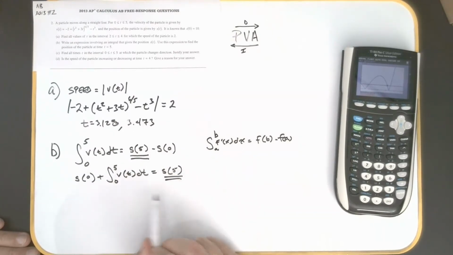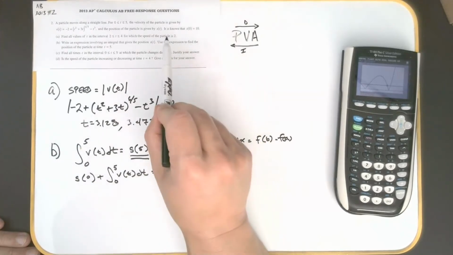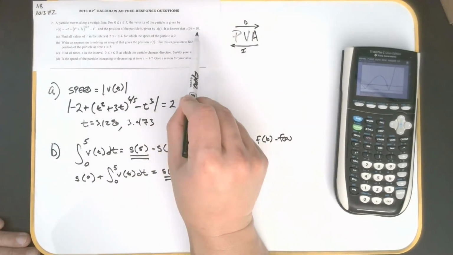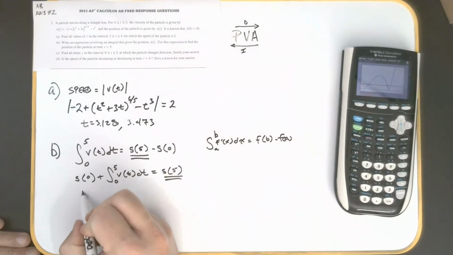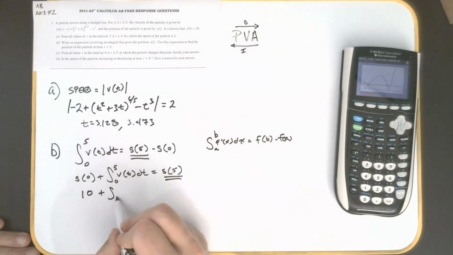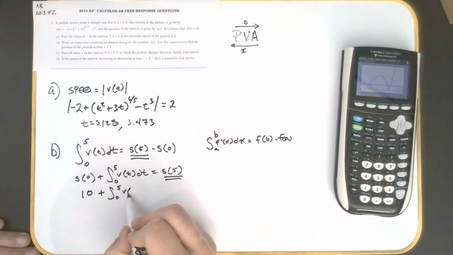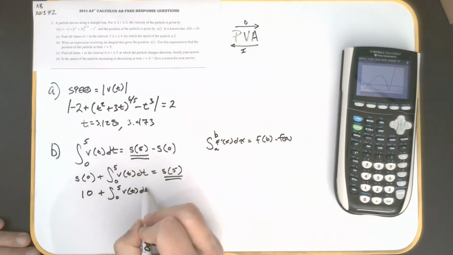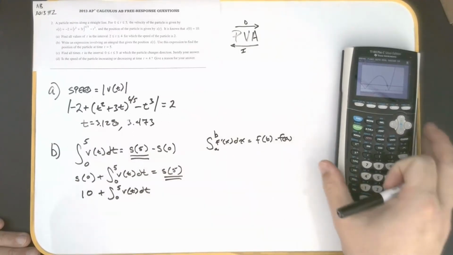It just so happens in the question they tell us early on that s of 0 is equal to 10. The initial position is 10. They never give us information we don't need. And so I have 10 plus the integral, 0 to 5 of v of t, and that will give us our answer. Well, this integral is going to be a part of the calculator.